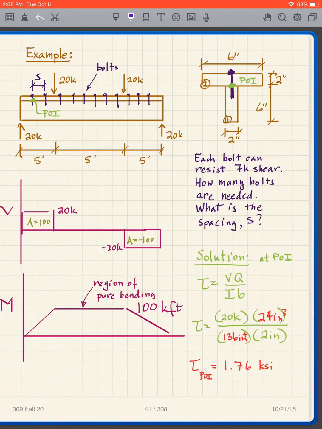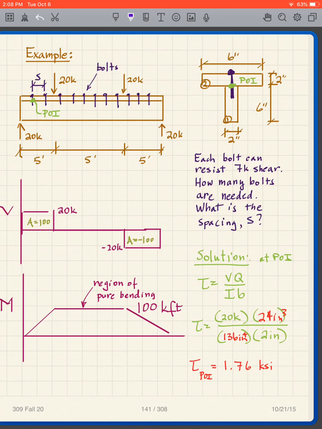If I give you a problem and ask, how many bolts do we need? You have to figure out where the bolt is going to shear off. And that's going to be at the interface there. Okay, so what I want is, what is the shear stress at that interface?